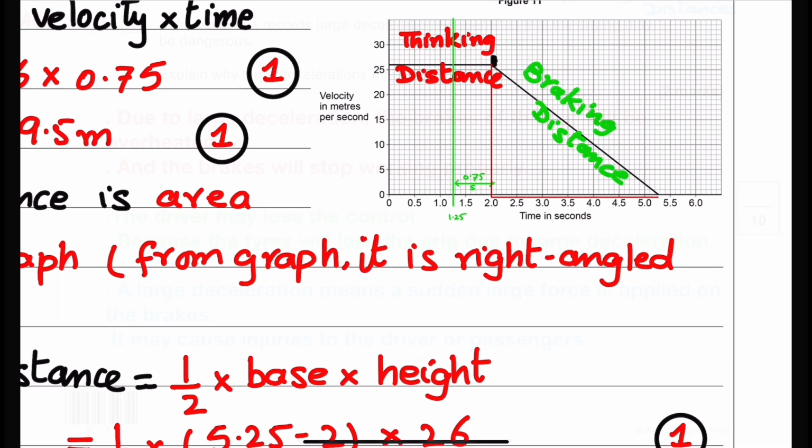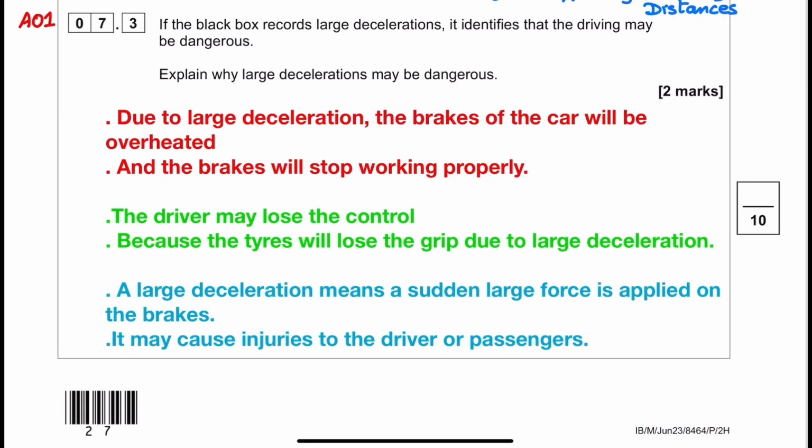Let's see the model answer. Due to large deceleration, the brakes of the car will be overheated and the brakes will stop working properly. The other option the student can write in the answer: the driver may lose control because the tires will lose grip due to the large deceleration. Or the student can write this answer: a large deceleration means a sudden large force is applied on the brakes. It may cause injuries to the driver or the passengers in the car.